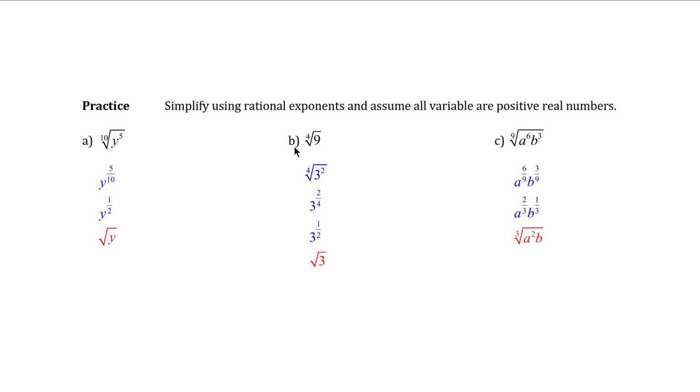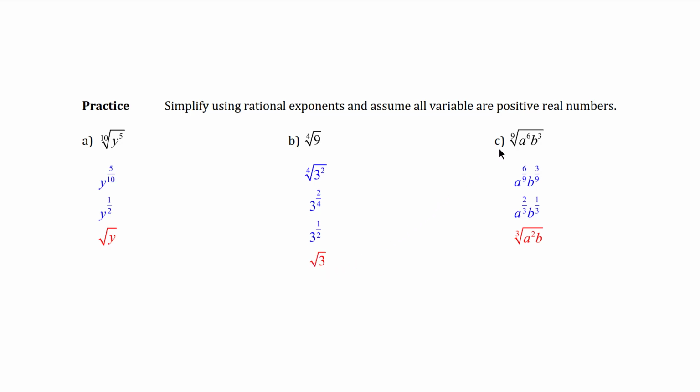Moving on to part B, in order to convert this into a rational exponent, we need to change the 9 into an exponent. So we could rewrite 9 as 3 squared. We get the 4th root of 3 squared. Next, we convert this into a rational exponent. This would be 3 to the 2 over 4 power. Next, we reduce 2 over 4 to 1/2. We get 3 to the 1/2 power. Next, we convert it into a radical. We get our final answer, which is the square root of 3.